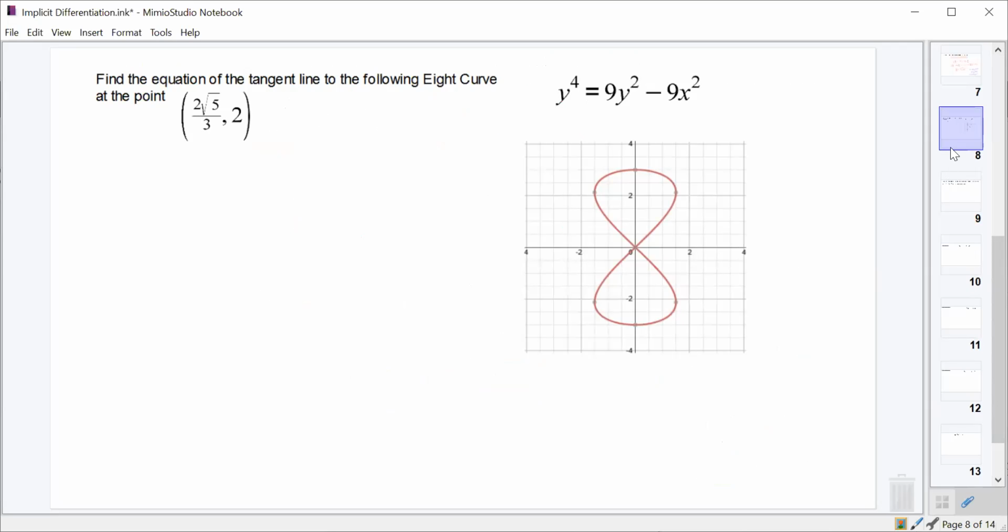We got 4 minutes. We could probably finish this one. All right, let's do this one. So here we have a figure 8 curve. y to the 4th equals 9y squared minus 9x squared. We want the equation of the tangent line at the point 2 root 5 over 3 comma 2. So in order to write the equation of a tangent line, we need to find a derivative. So the derivative on the left with respect to x ought to be what?